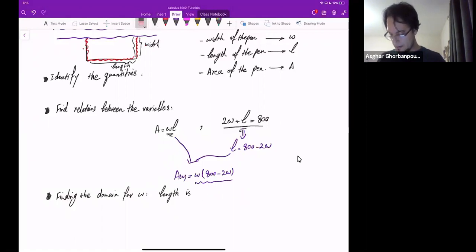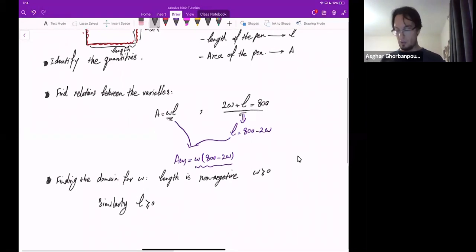So in other words, W is always bigger than or equal to zero. Well, that's a condition that I am introducing at this moment. Also, similarly, L also must be bigger than or equal to zero.